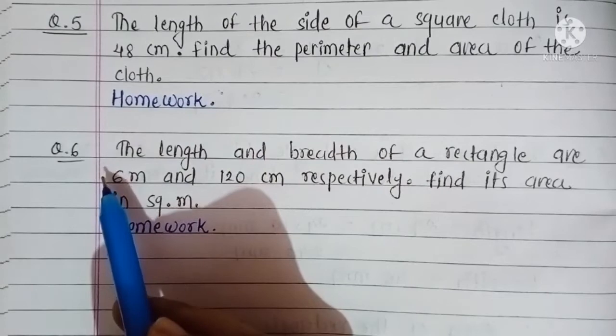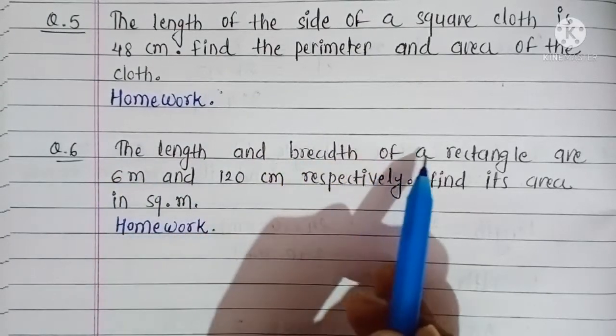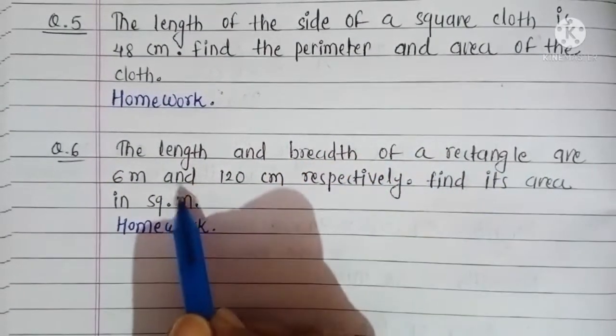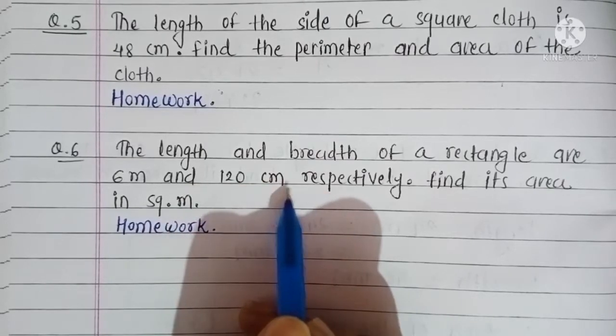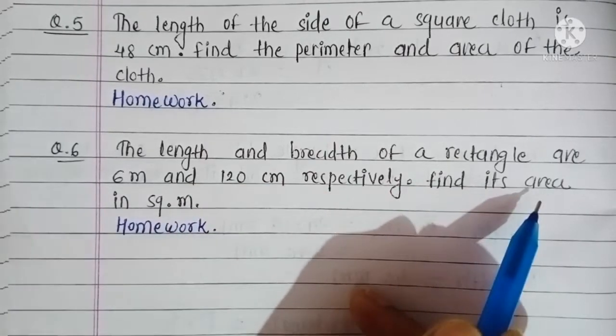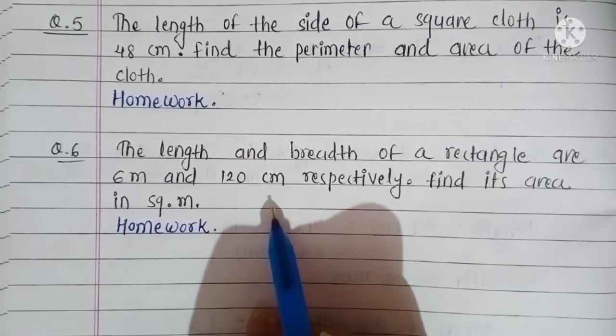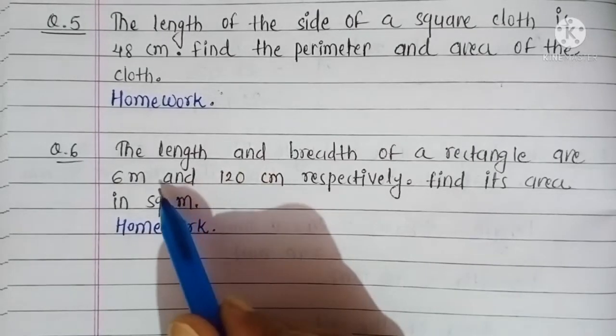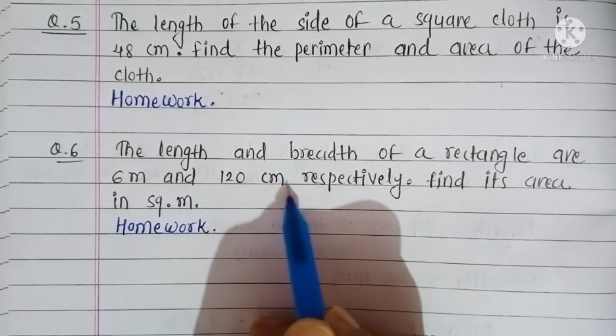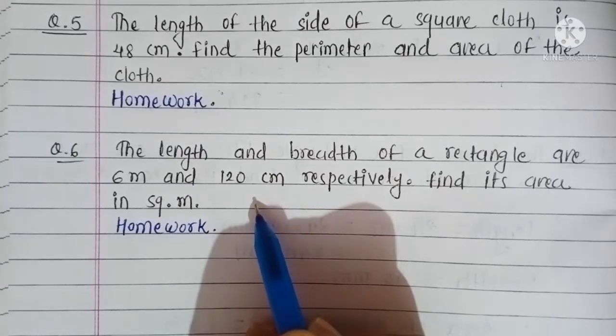Next, question number 6. The length and breadth of a rectangle are 6 meter and 120 centimeter respectively. Find its area in square meter. That means rectangle's length is 6 meter and breadth is 120 centimeter and we have to find area in square meter.